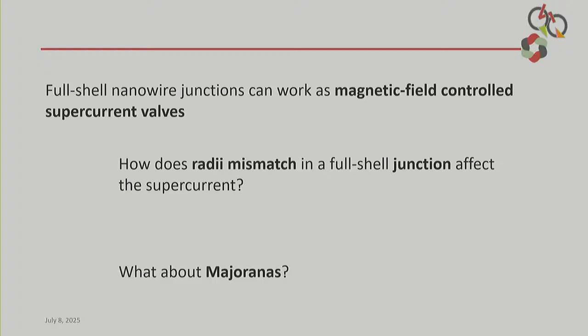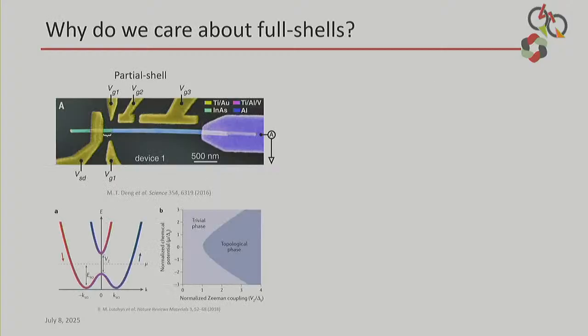And for that, I'm going to answer two questions. How does fluxoid mismatch in a full shell junction affect the supercurrent that we can flow through it? And what happens when we have Majoranas? Because, of course, this session is about qubits or things related to qubits, so I have to talk about the M word in full shells.